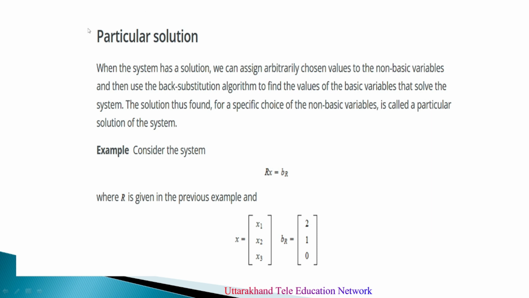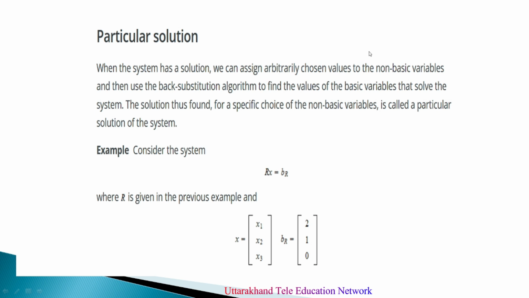Particular solution, and this particular solution is important, and it derives its meaning from this word, particular. What is particular? A particular solution is that the solution is particular, that is not the general solution. There is a difference between a general and a particular solution. So particular means this is specific, specific when we assign some value to a variable. When the system has a solution, we can assign arbitrarily chosen values to a non-basic variable.